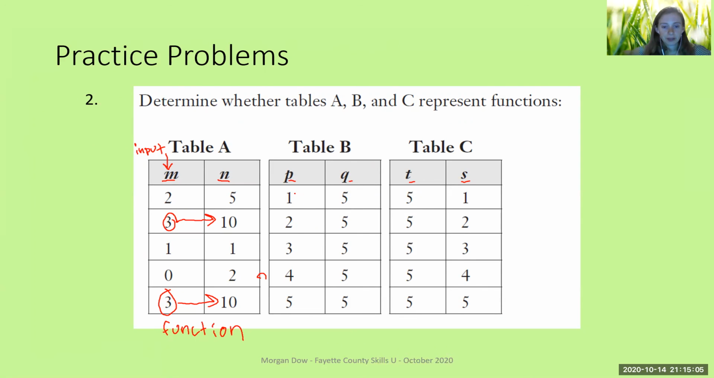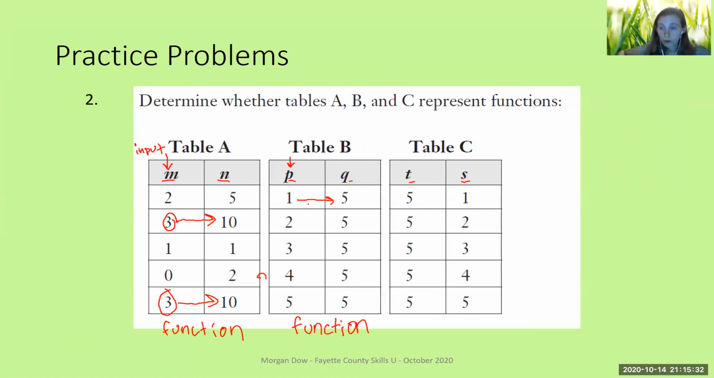Table B. I look down my list of inputs here. Each input is only showing up once. None of them are repeated. So I know right away that each input is only giving me one output. So this is a function. And it's fine that they are all giving an output of 5. Not a problem. It's just that each input is only giving one output.